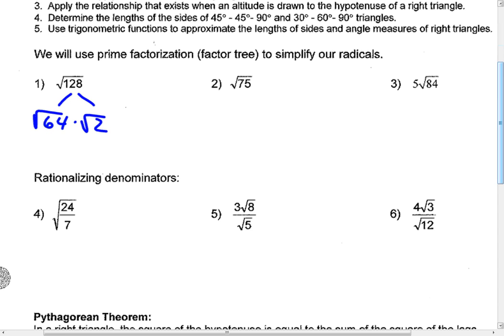When I simplify, I try to look for perfect squares. Some of you do a prime factorization method. That's fine if it works, but it takes a long time.